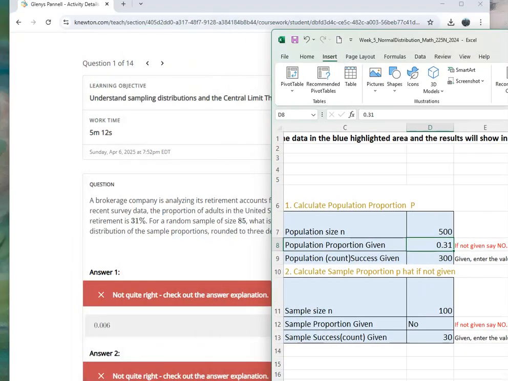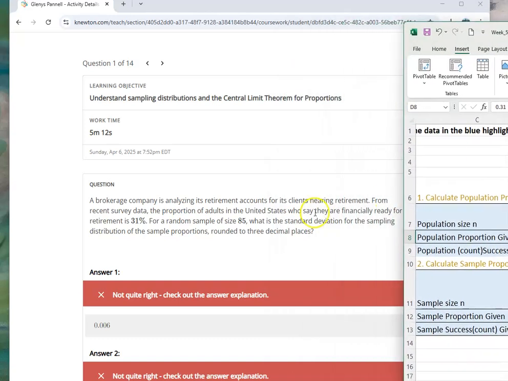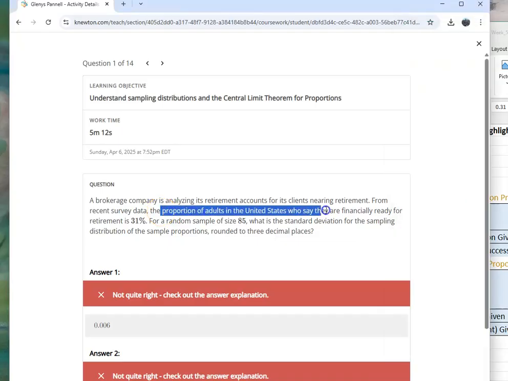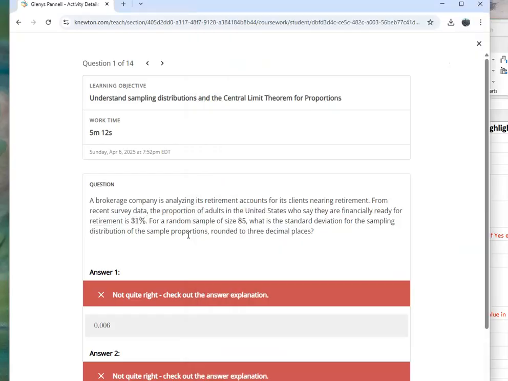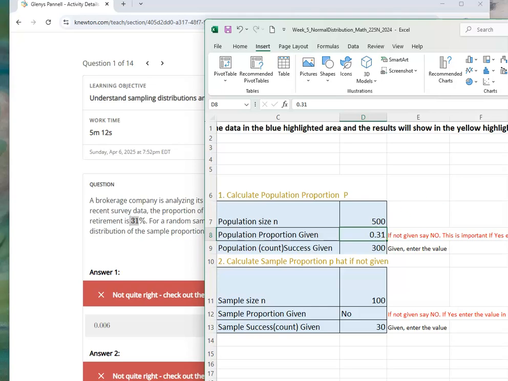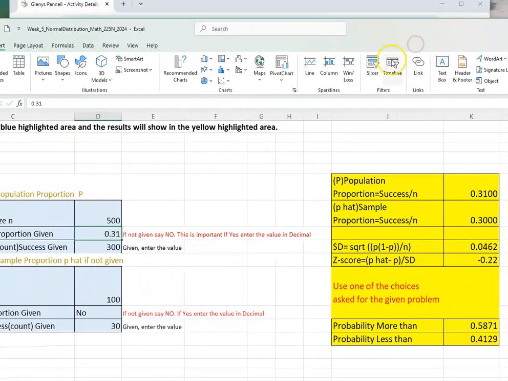And so, like in this first problem that I'm going to look at, they actually tell us a population proportion. The proportion of adults in the United States who say they are financially ready for retirement is 31%. And so I have population information. I don't know the size of the population. I don't have a count of the number of people out of the population who are ready for retirement. I just have a population proportion. So I would type in 0.31 here. And notice that's what pops up here as the population proportion.